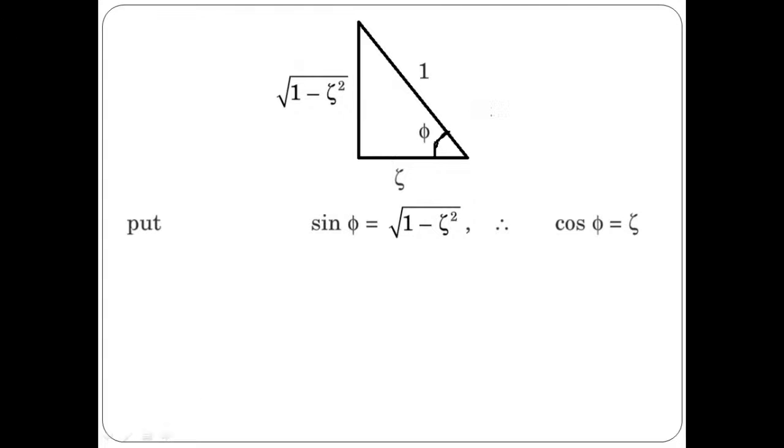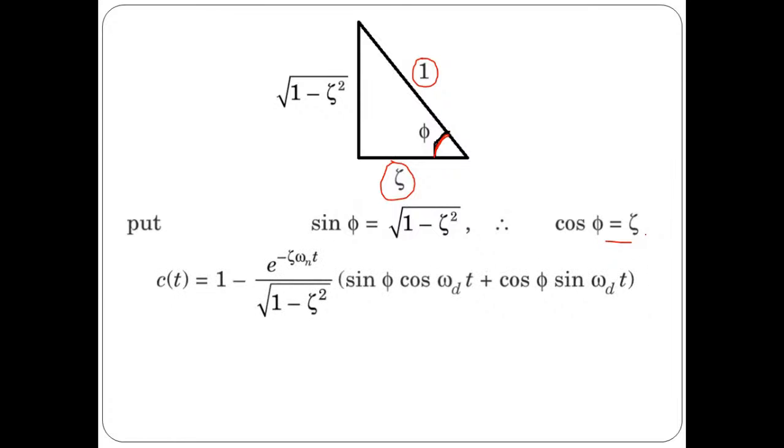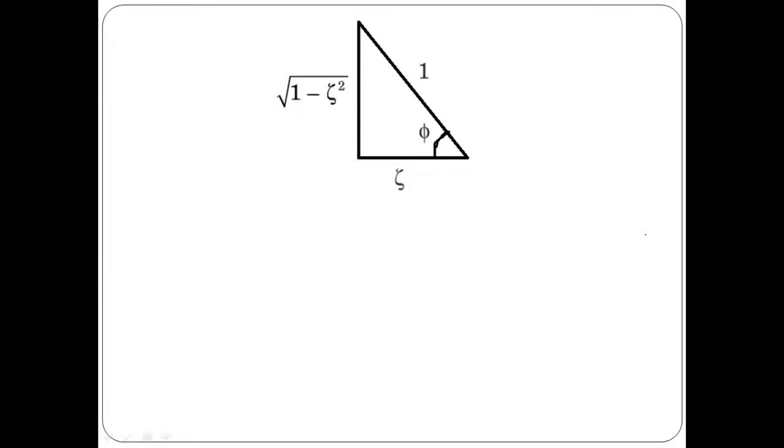Now, from where I got this triangle, I'm going to tell you in the coming session. But for the time being, let us consider that we have a triangle of base zeta, and the height is square root of 1 minus zeta square. The hypotenuse will be 1, and this angle is phi. So from this we can write sine phi is square root of 1 minus zeta square, and cos phi is nothing but zeta. If you apply that logic, we can remodify this equation like this.